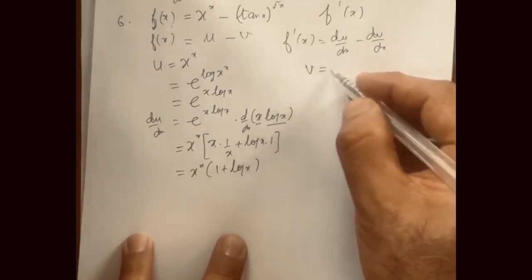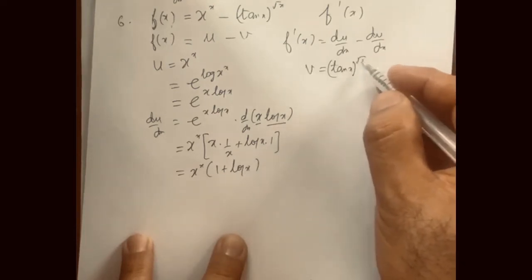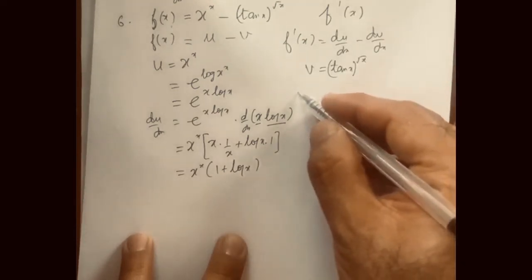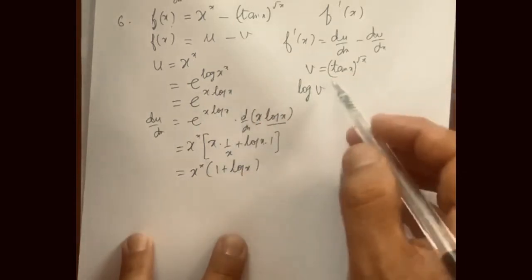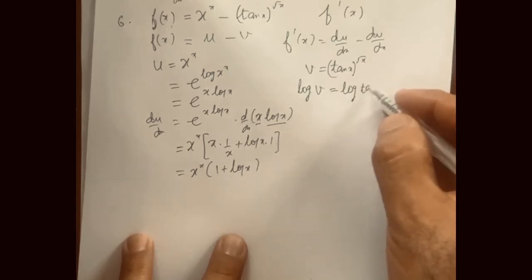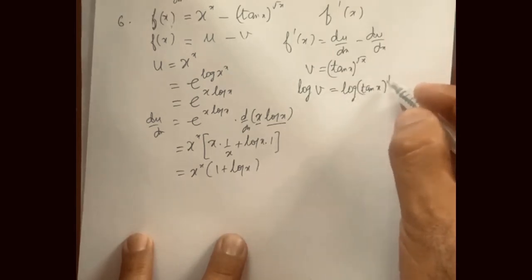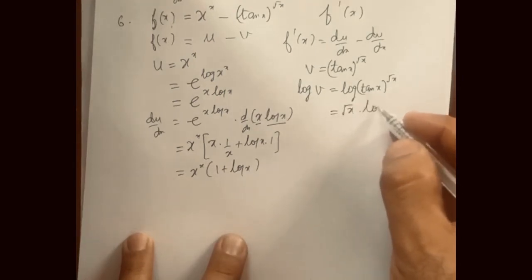V. This is tan x raised per root of x. This is function raised per function. Again, we can use this method or we take log of v. This is log of tan of x raised per root of x, which is root of x into log of tan x.